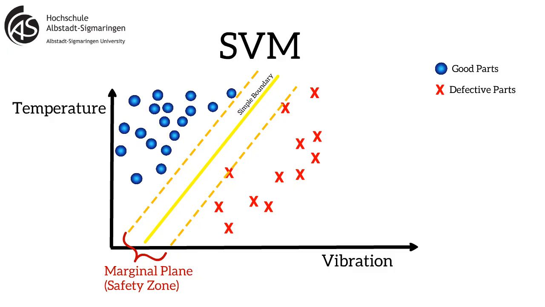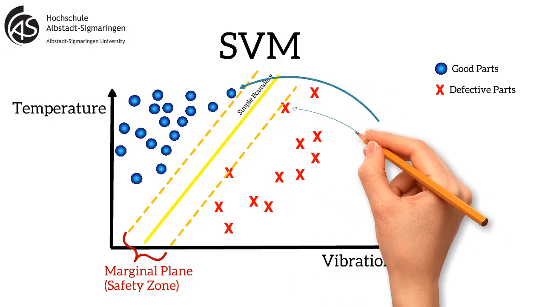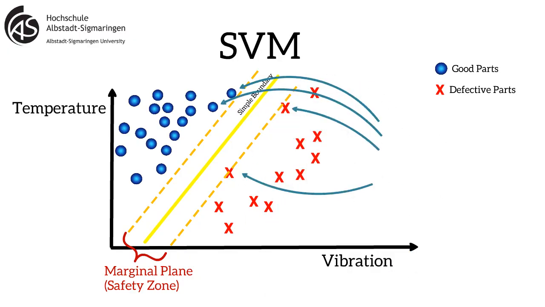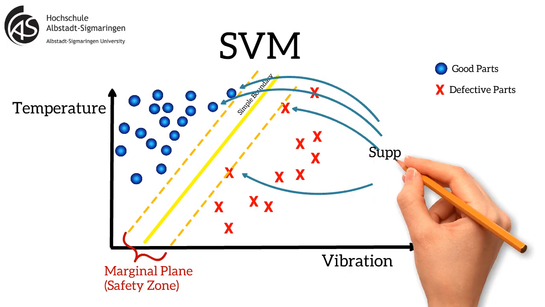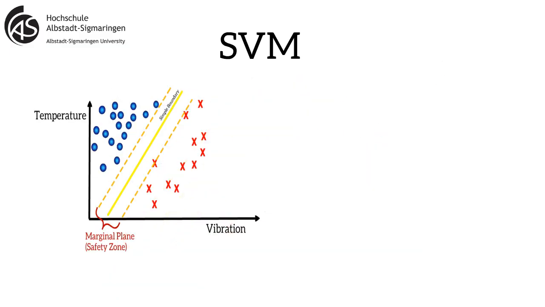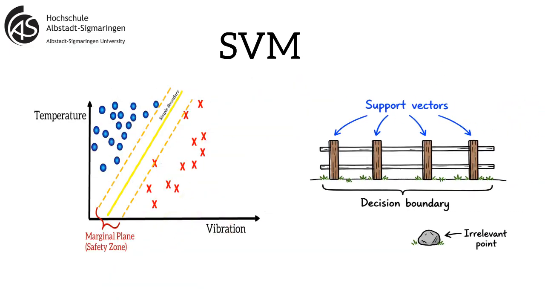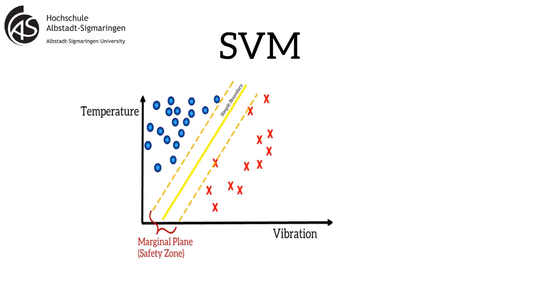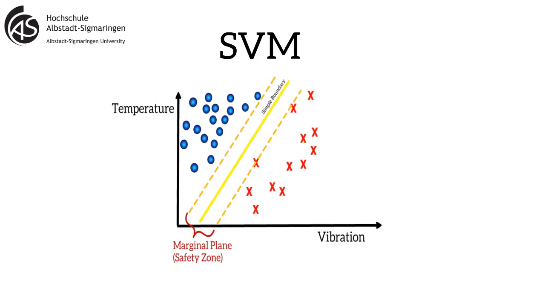Now who decides exactly where this boundary is? This is the clever part of SVM. Not all data points are equally important. Only a few critical points, the ones that sit closest to the boundary, really matter. These are called support vectors. You can think of support vectors like the fence posts that hold up a fence. If you move a fence post, the fence moves. If you move a rock far away in the field, nothing happens to the fence. In the same way, if you remove a support vector and retrain the SVM, the boundary will change. If you remove a distant point, the boundary usually stays almost the same.